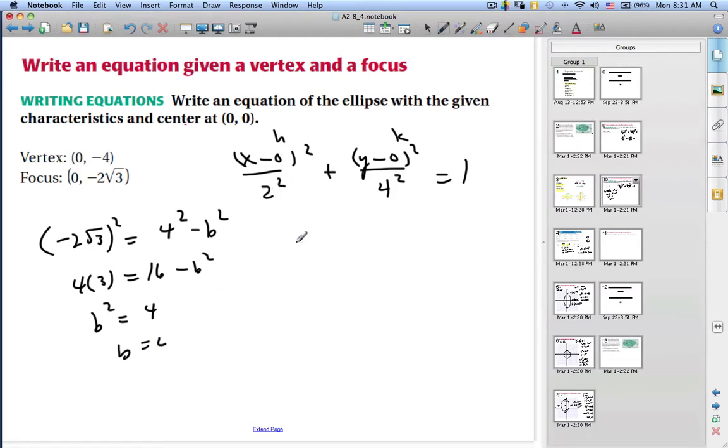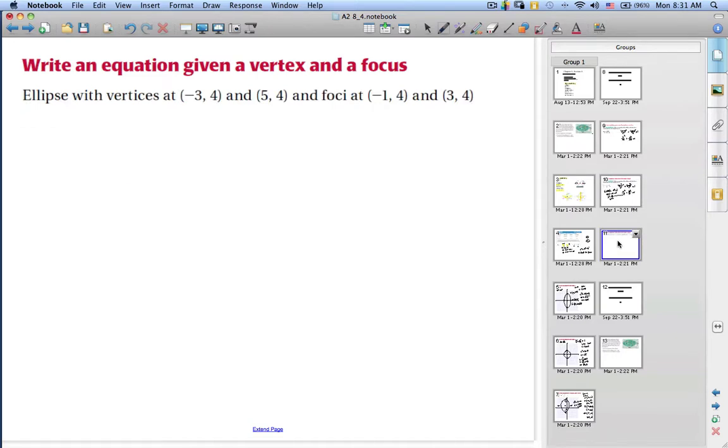Okay, if we go ahead and simplify this, this is x squared over 4 plus y squared over 16 is equal to 1. Now in reality, you'll notice b squared is what I wanted, so if you wanted to go straight to writing the final simplified equation, you don't really have to square root it and then square it again. Okay, let's take a look at this when it's not centered at 0, 0.